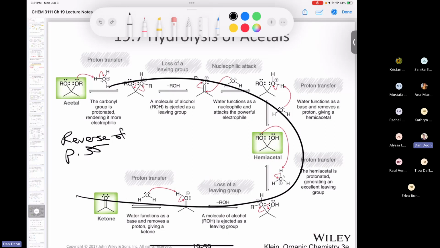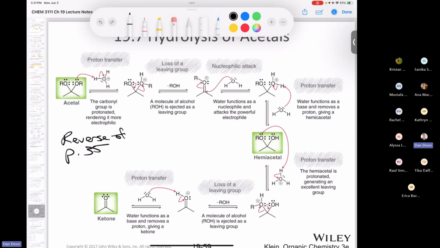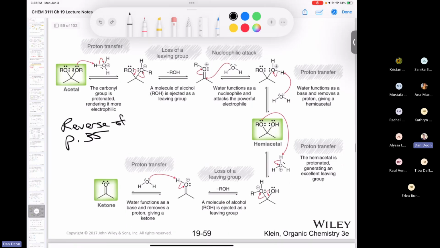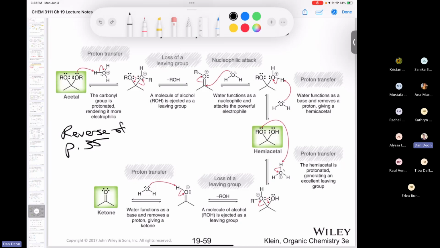And that's based off of something called the principle of microscopic reversibility. What that means is if you draw your curved arrows in one direction going one way, all you have to do is flip them around to do the opposite. It's never some new mechanism or anything like that. So that's why I'm not going to go over this mechanism in dirty detail, because it's the reverse of the mechanism on page 35. I recommend trying it and understanding why, if you're in acid, you notice that there's no negative charges in any of the intermediates along the way.